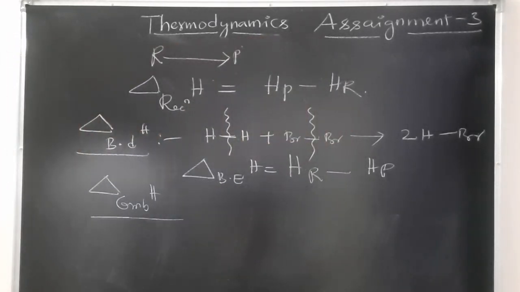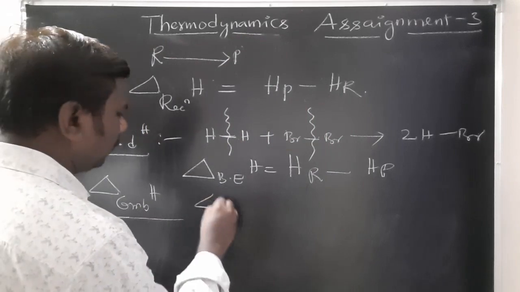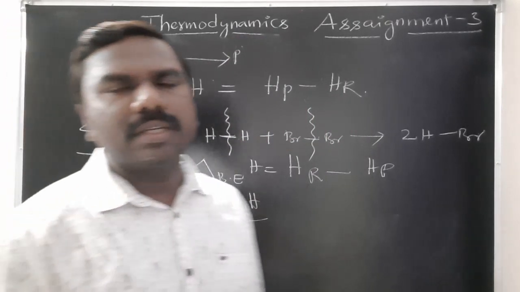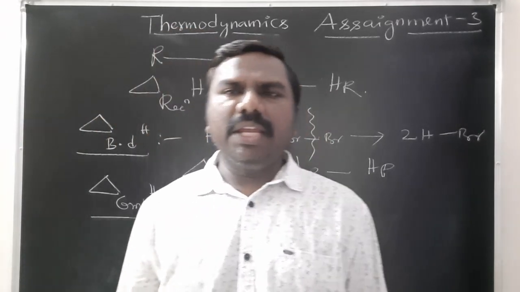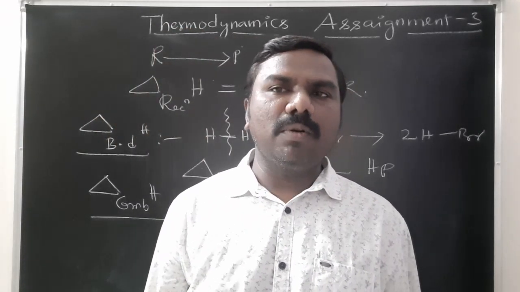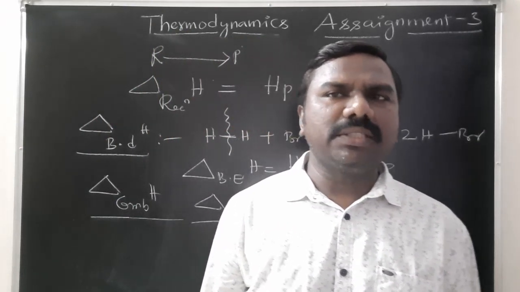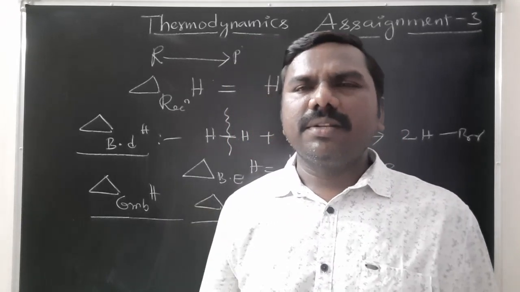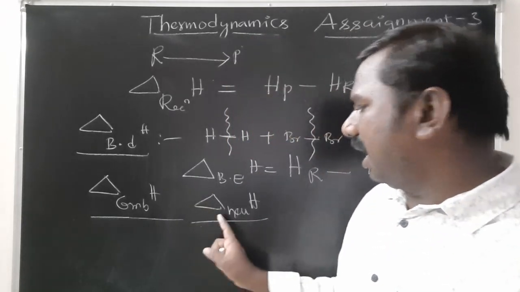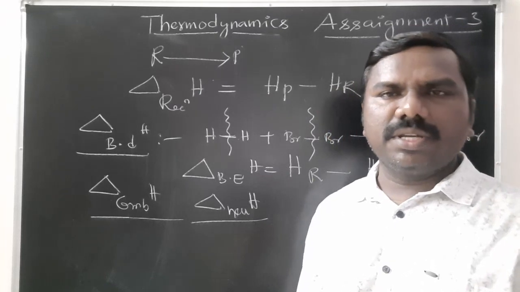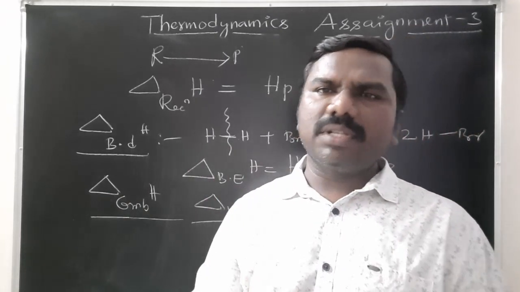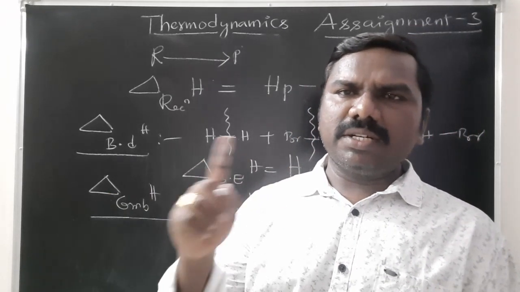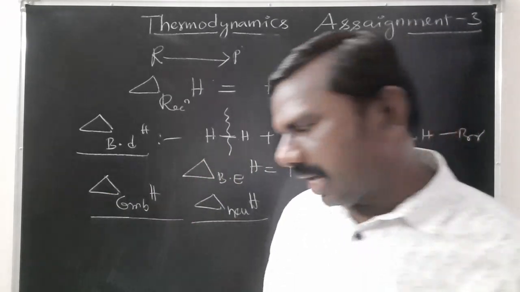Next, after that, enthalpy of neutralization. Neutralization means the amount of heat released when 1 mole of acid is neutralized with a base. It means during the neutralization of acid with base, the amount of heat released is called enthalpy of neutralization, students. There are strong acid with strong base, strong acid with weak base, weak acid with strong base, weak acid with weak base, right?